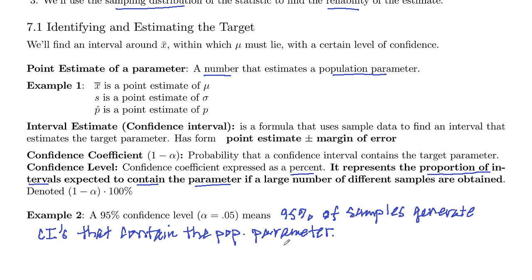So notice this is a probability statement about the proportion of intervals that contain that population parameter as opposed to one single interval. So those are very closely related ideas, but technically the confidence level refers to the proportion of intervals that would contain our population parameter, not the probability that any one given interval would contain the population parameter.